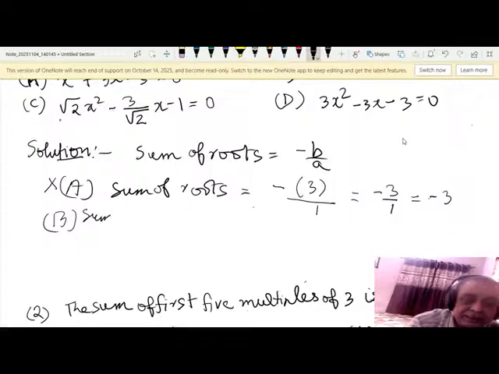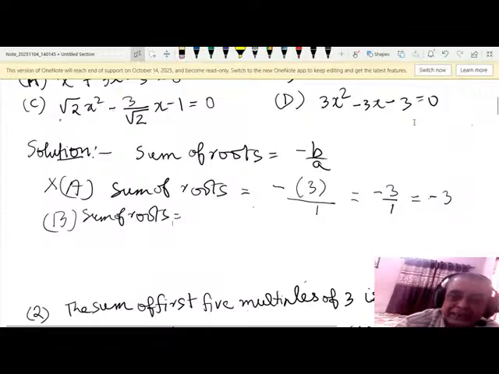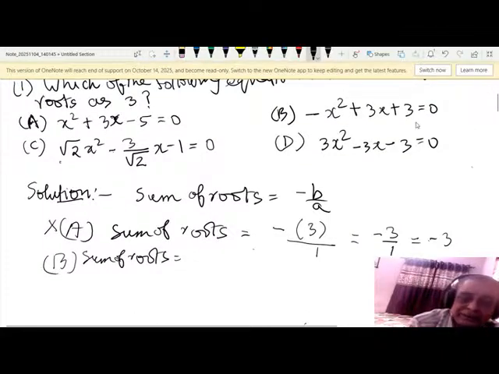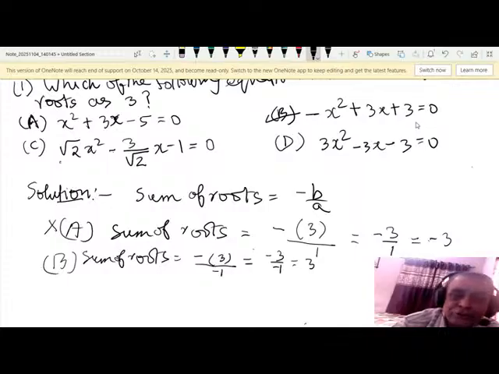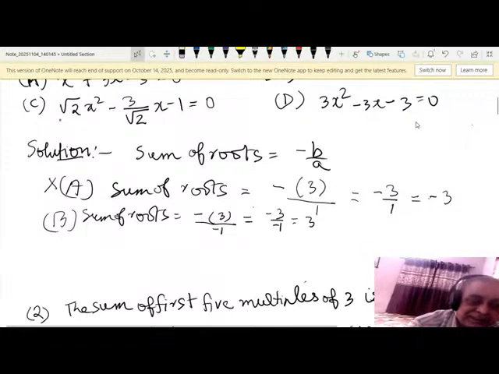In the B, sum of roots is equal to minus b by a. So in the second B choice, b is the coefficient of x, which is plus 3, divided by a, the coefficient of x squared. It is minus 1. So it is minus 3 upon minus 1, which is plus 3. So the correct choice is B. Then also you may check the C and D.